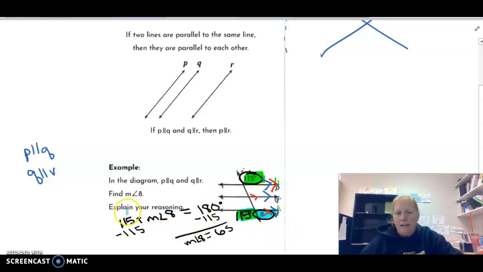So explain your reasoning, everything I just said right there. And that is it for the transitive property of parallel lines.